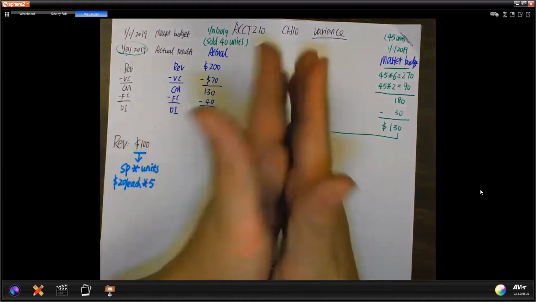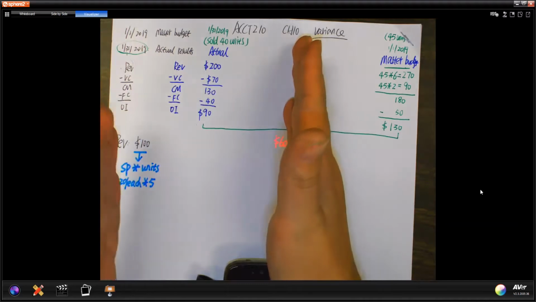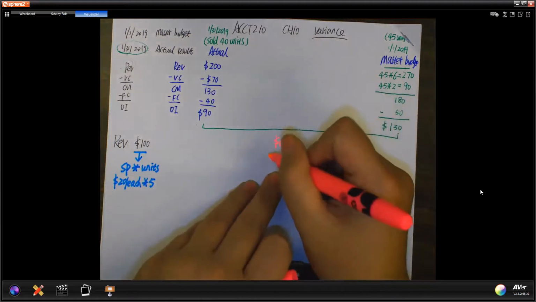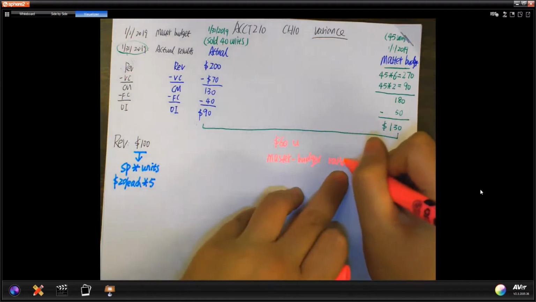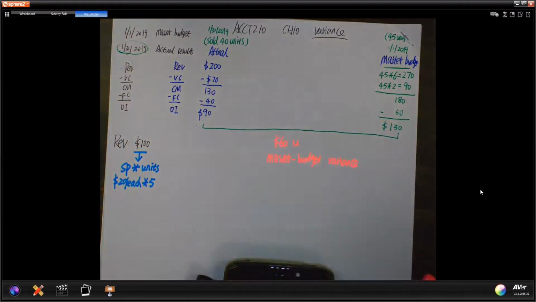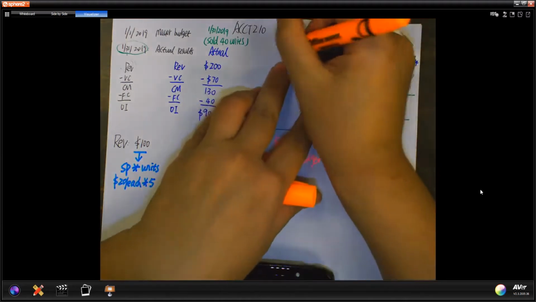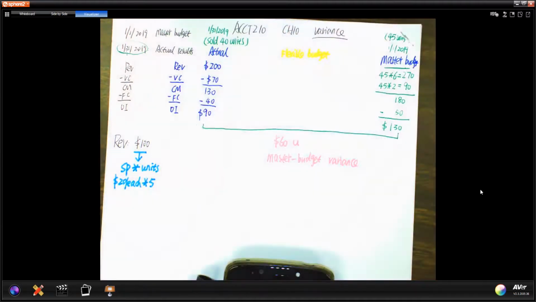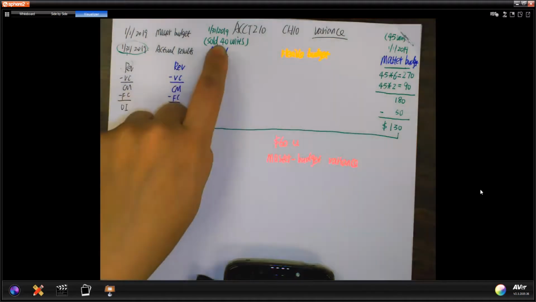So we have to add one column in the middle so we can control one variable every time we do the variance. This $60 unfavorable is called the master budget variance. The column we add in the middle is called a flexible budget. What's the meaning of flexible budget? It is based on our actual units.